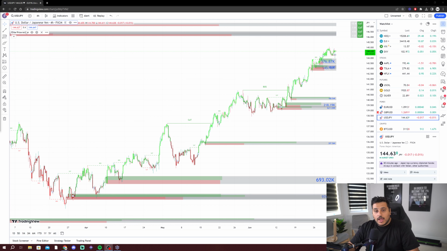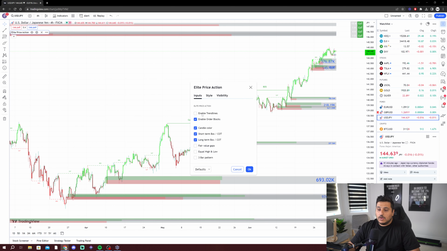In order to activate the settings for this indicator, there are two ways you can do it. Simply hover over where it says Elite Price Action, then hit the settings icon. Once you hit the settings icon, it's going to look just like this. These are the settings that you want to have enabled: order blocks turned on, candle colors turned on, short-term break of structure and change of trend, and the long-term break of structure and change of trend. Very simple. Then you can press OK.